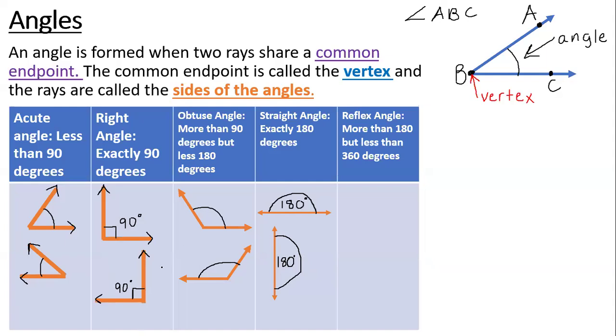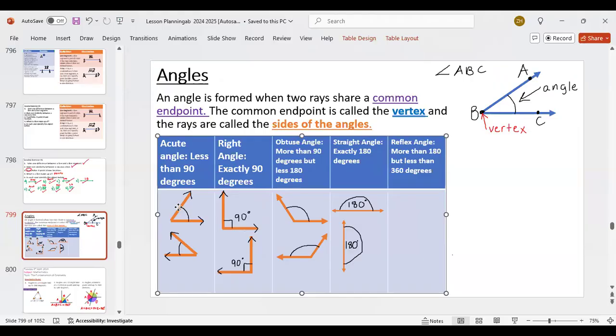All right. Let me know if y'all understand this part so far. Yes, sir. Okay. Pretty straightforward. Now we're going to move on to the reflex.